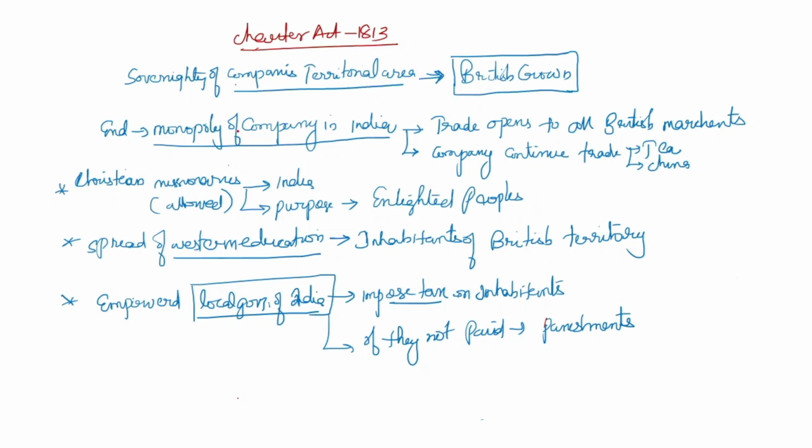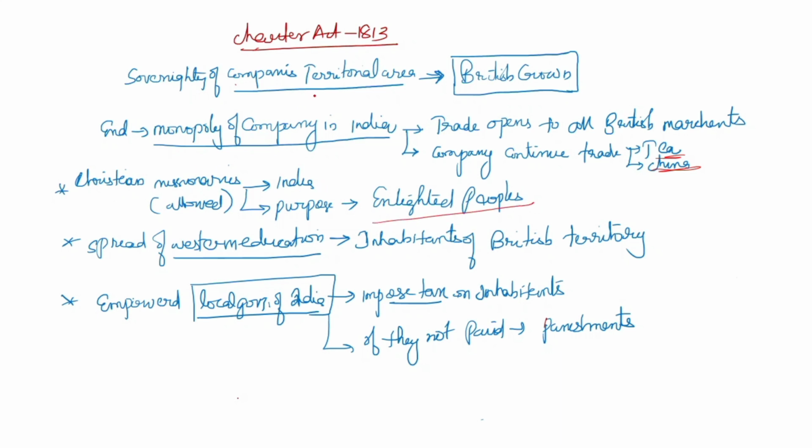The Charter Act 1833 ended the monopoly of the company in India, and the trade was opened to all British merchants. The company was allowed to continue its trade in tea and also trade with China. The Charter Act 1833 also allowed Christian missionaries to come to India for the purpose of enlightening people.